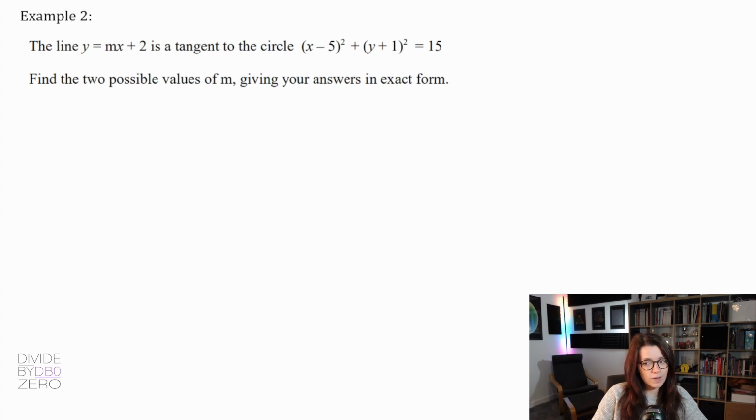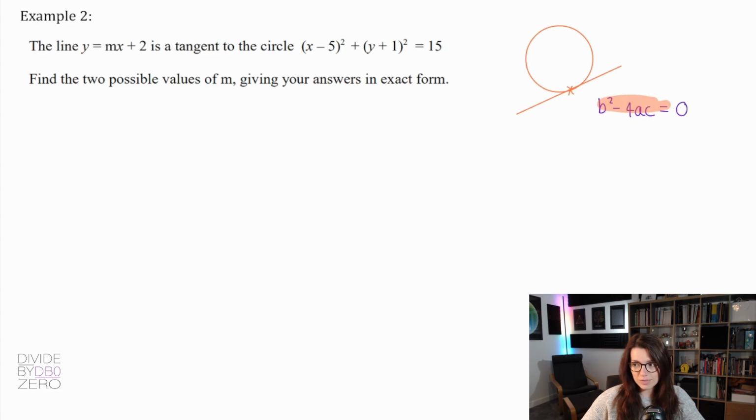Find the two possible values of m, giving your answers in exact form. So for this question, we have a circle and a tangent. So something like this, maybe. A tangent and a curve or a circle just meet at one point. So this is the scenario where the discriminant is going to be equal to 0.